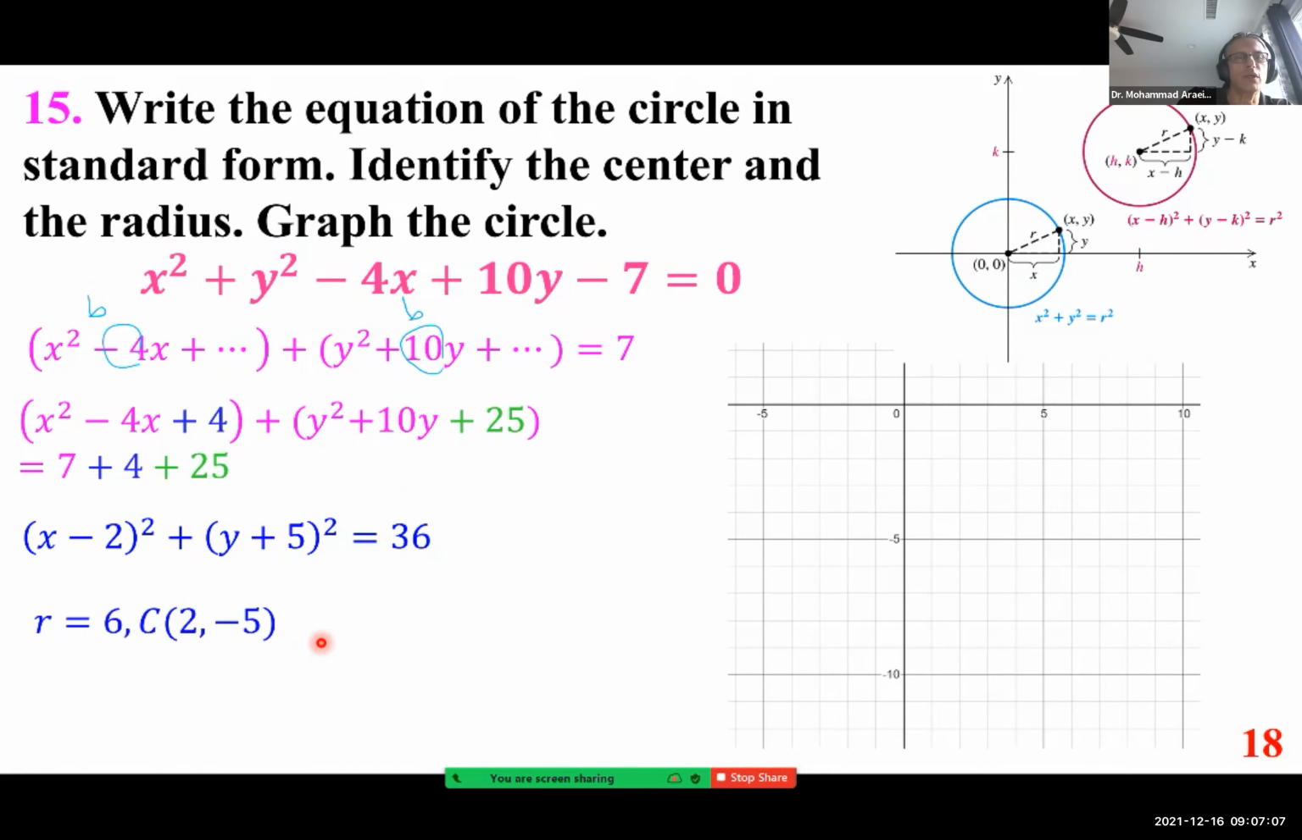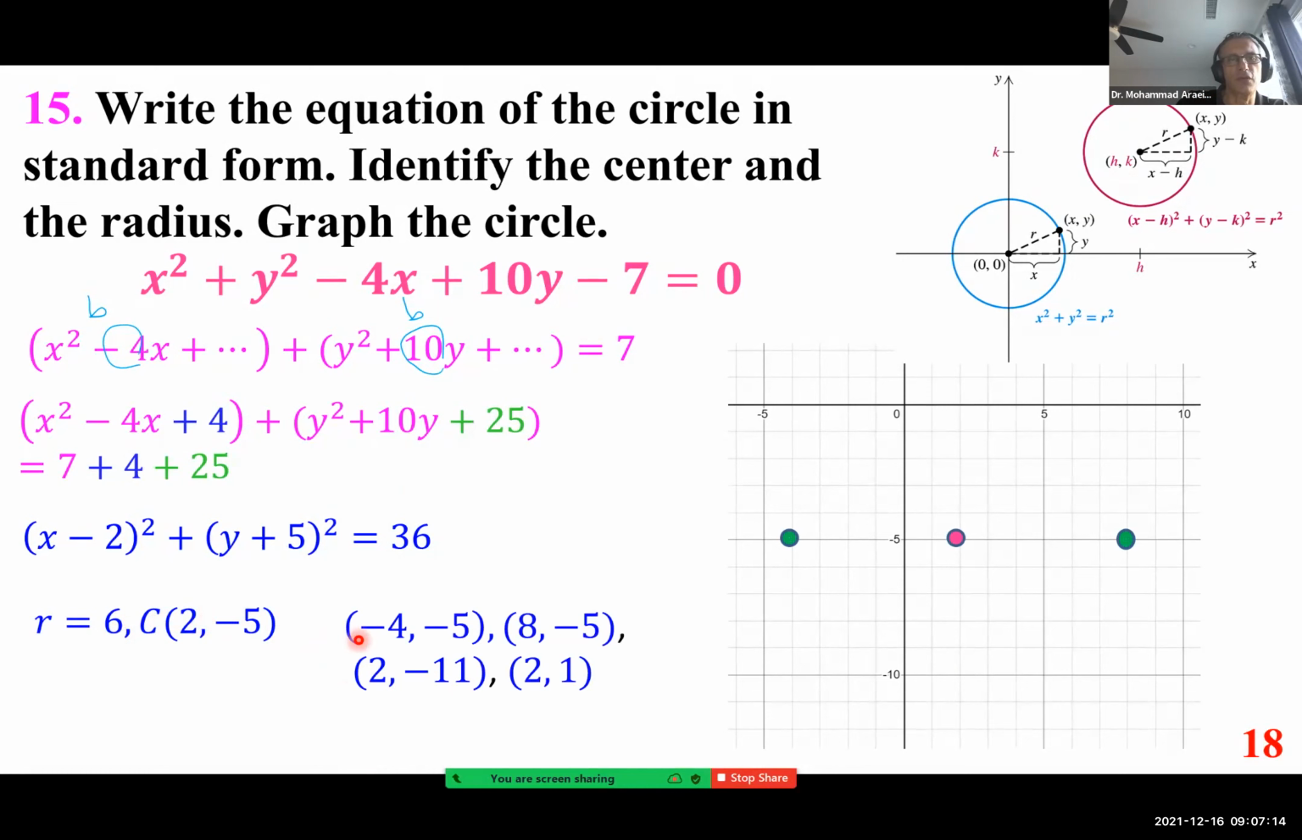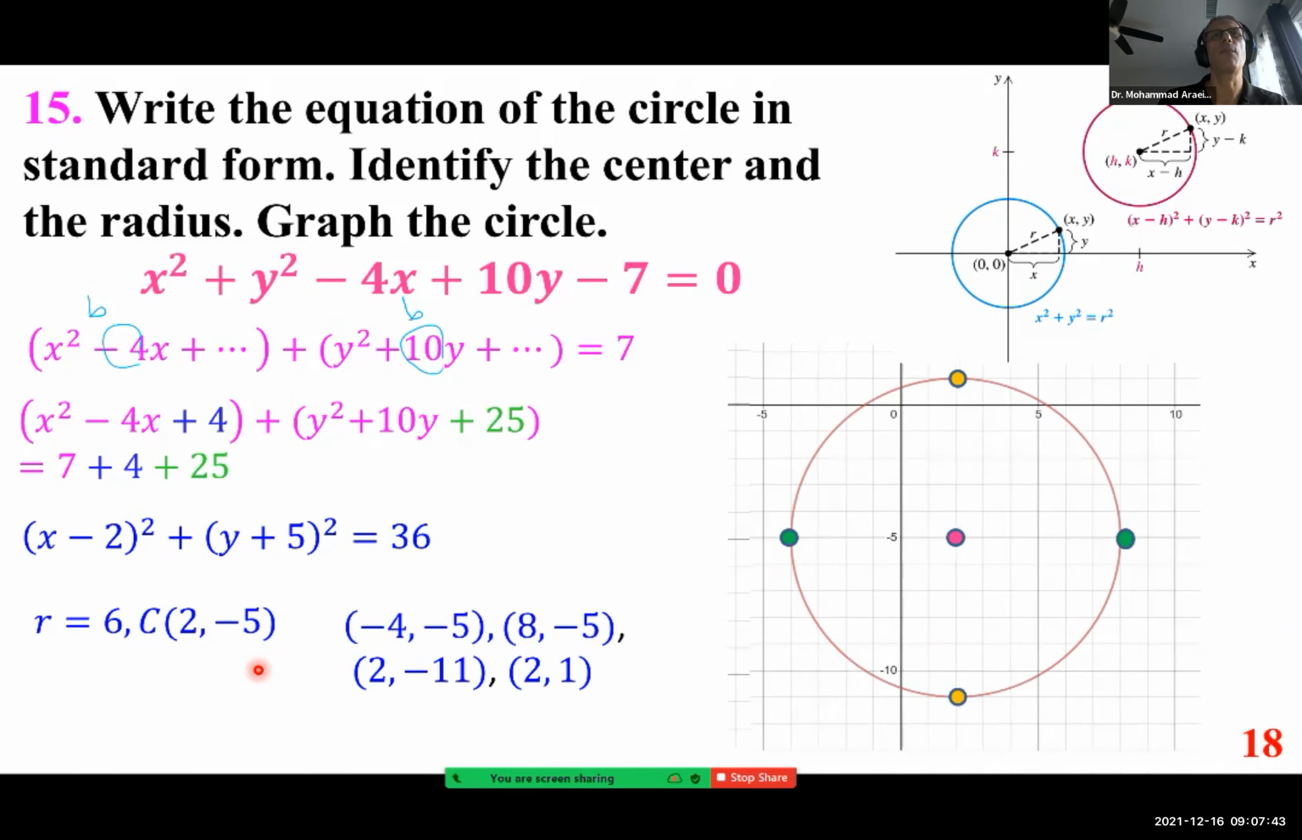So from the center, we're going to go r units, 6 units to the right and left, up and down, resulting in these 4 pairs. So we have the center, 6 units to the right. That means 6 and 2 is 8, this one. 6 units to the left, that means 2 minus 6 gives you this one. Now up and down, so add, look at the y coordinate, add r units up and r units down, that means 6 units, giving us those 2, and we have the graph.